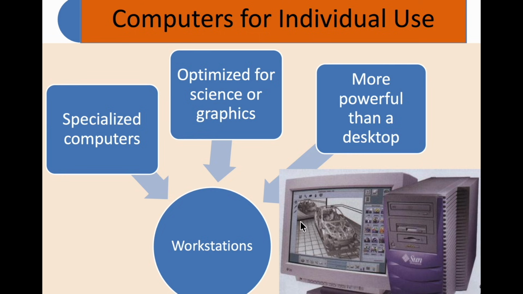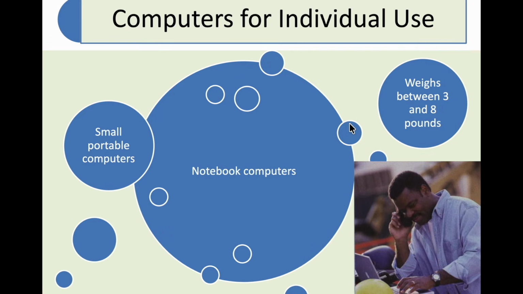Similarly, rather than the simple computers, you have more powerful computers where you can perform different tasks, such as using heavy tools for designing machinery. Maybe you can design a car using specific tools, or design some graphics. That is why this type of computer is called a workstation. Workstations are specialized computers, optimized for science or graphics. So they are more powerful than simple desktop computers.